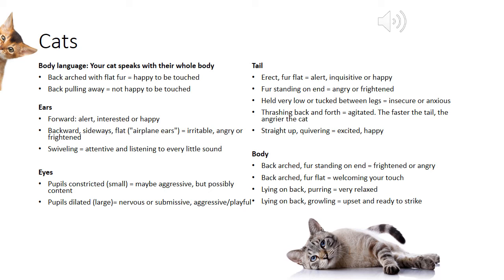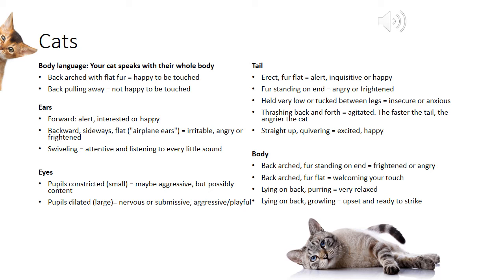If a cat's ears are backwards or sideways or sitting flat, a little bit like the wings of an aeroplane, it means they're irritable, angry, or frightened. If their ears are swiveling, turning around, it means they're attentive and listening to every little sound.